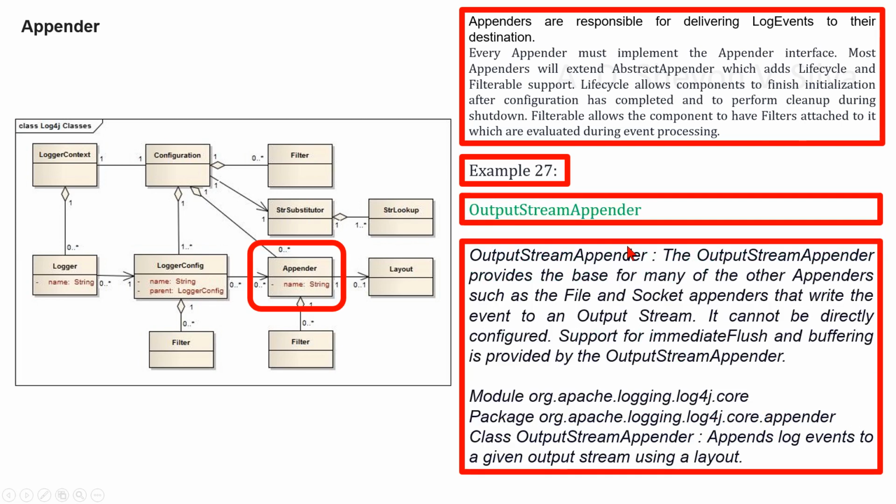Now we are considering the output stream appender. The output stream appender provides the base for many of the other appender providers, such as the file and socket appenders that write the event to the output stream. It cannot be directly configured. Support for immediate flush and buffering is provided by the output stream appender.